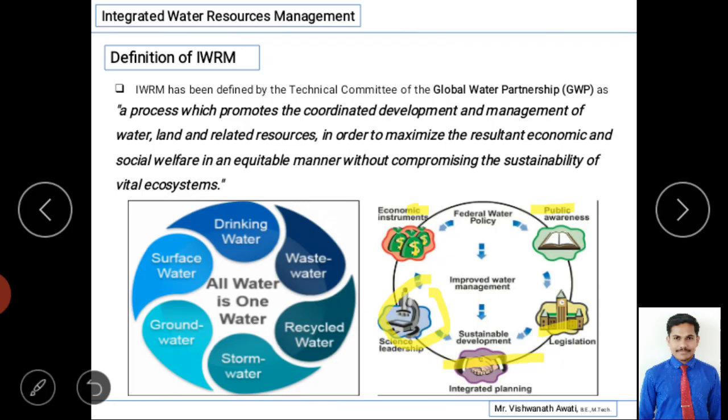Whatever management we are taking will be based on science and research, and it improves the water management, right? Then sustainable development: we need developmental activities but without compromising the ecosystem. So the environment is very important, and we cannot compromise with the environment, right? That is the definition.